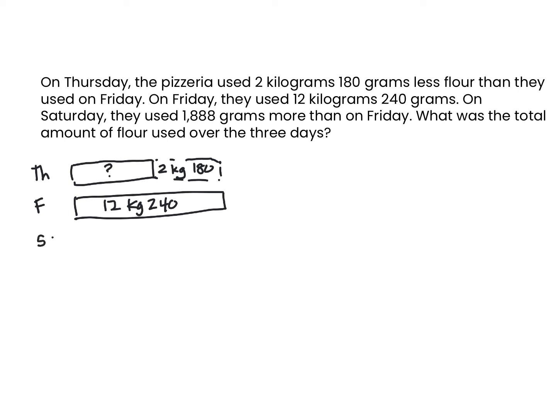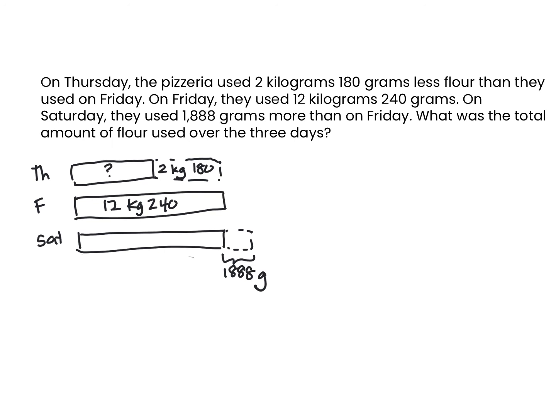And on Saturday, they used 1,888 grams more than on Friday. So these two, our Friday and our Saturday, our big boxes are equivalent. These two big boxes that are in solid lines, and then the dotted lines represent the extra that was used on Saturday. All right, so let's see if we can figure this out.